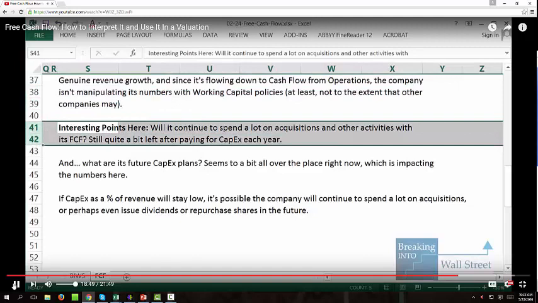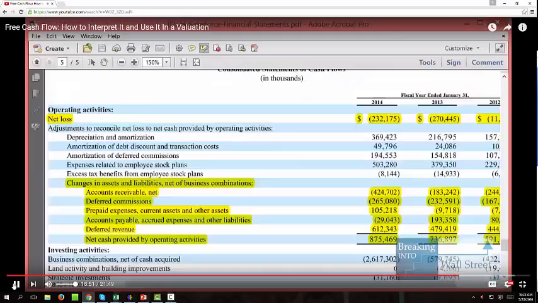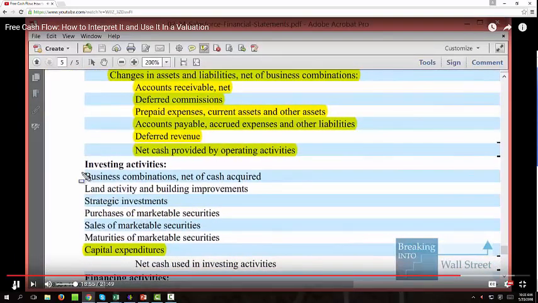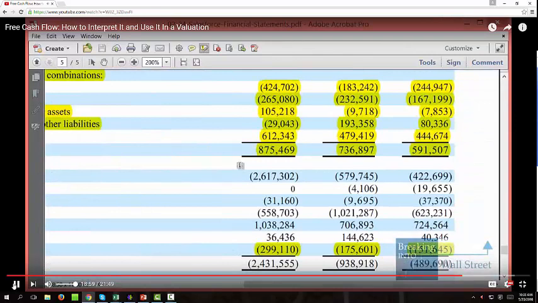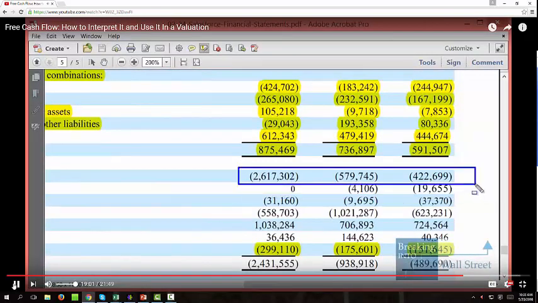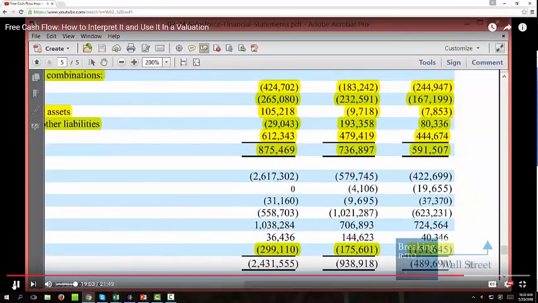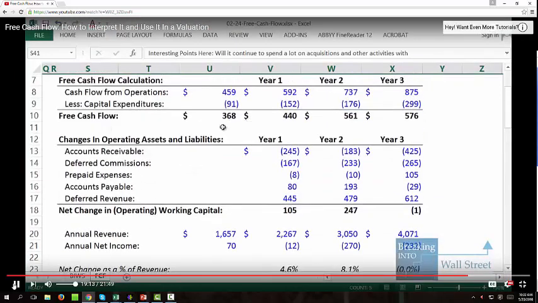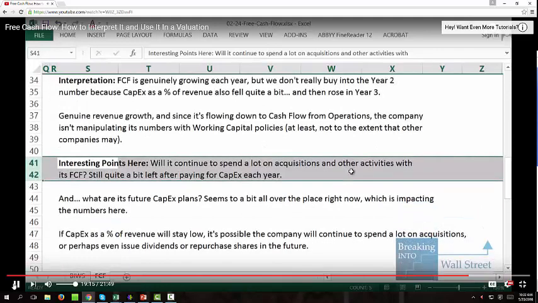One interesting point, though, is that Salesforce has been spending a lot on acquisitions. If you look at their statements, business combinations, net of cash acquired, look at some of these numbers: 2.6 billion, 579 million, 422 million. So this raises the question of, are they going to keep doing that? Because clearly they have quite a bit left to spend on this after paying for Capex, because their free cash flow is positive each year. So they have some extra funds to spend on this.